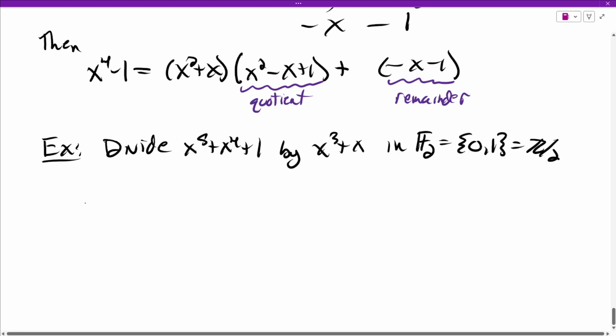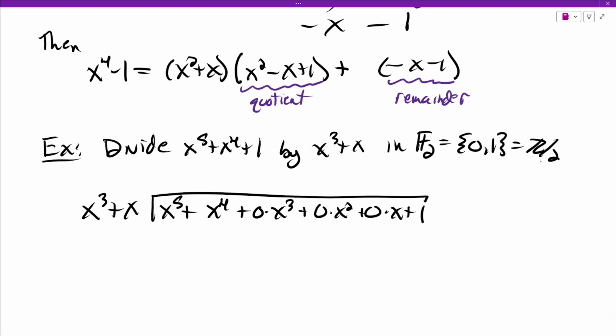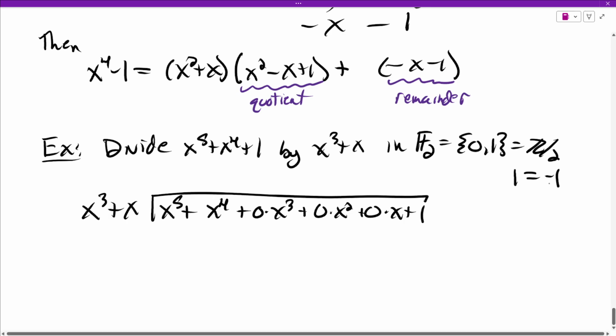Okay, so we do the same thing: x cubed plus x divided into x to the fifth, x to the fourth, no x cubed, no x squared, no x, and then we have a 1. Now, let me remind you here that in Z2, 1 and negative 1 are the same thing, and anytime we encounter a 2, we get 0.